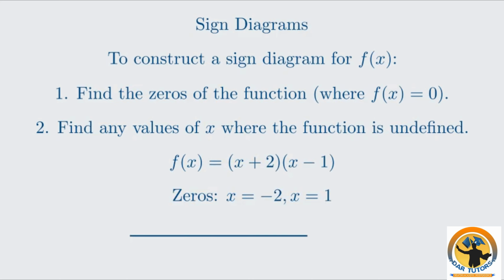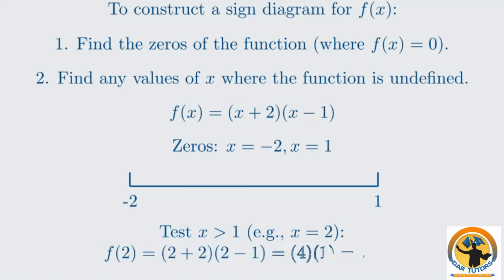We draw a number line and mark these zeros. These points divide the number line into 3 intervals: x less than negative 2, x between negative 2 and 1, and x greater than 1. Now, we need to determine the sign of the function in each interval. We can do this by picking a test value from each interval and plugging it into the function.